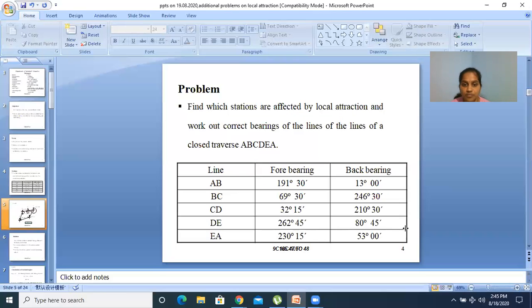So this is the sum. Before starting the sum, we have to check whether any line has a forebearing and back bearing difference of exactly 180 degrees. That is what we have to see.